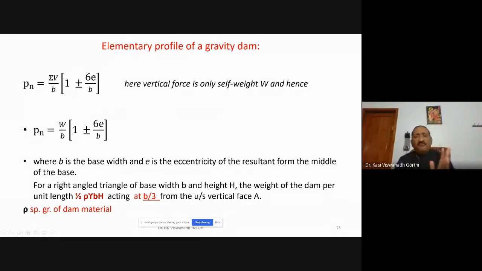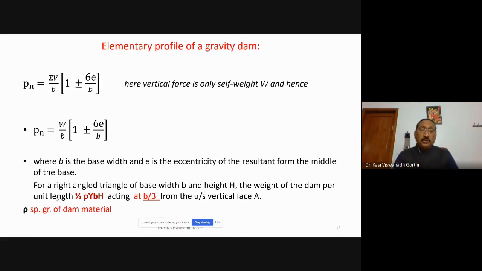With respect to the center of the base, the point of application of the resultant force is considered as the eccentricity. For a right angle triangle of base width B and height h, what is the weight? The weight of the dam per meter length: how do you calculate it? It is the specific weight of the dam material multiplied by the volume of the dam material. So specific weight is weight by volume, into volume. Volume in the denominator and numerator gets cancelled, and you are left with the weight of the dam.